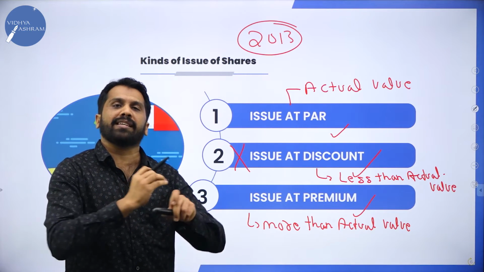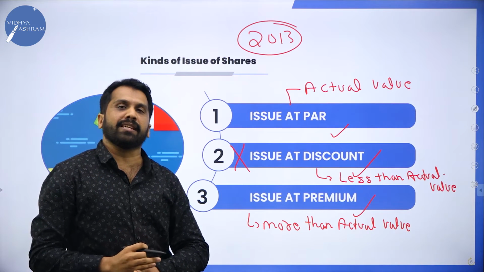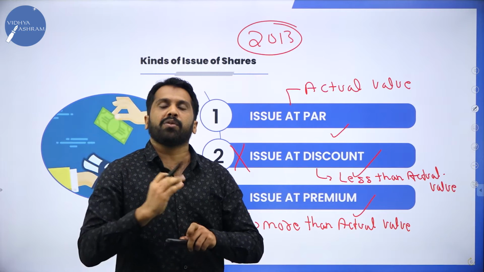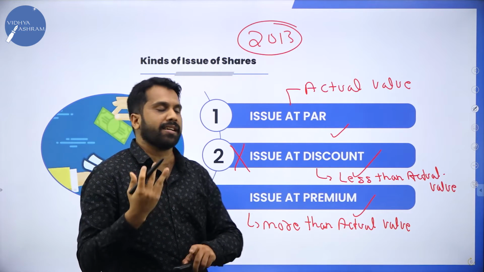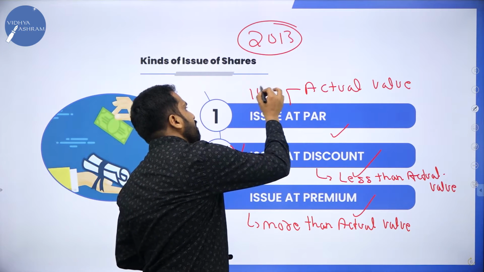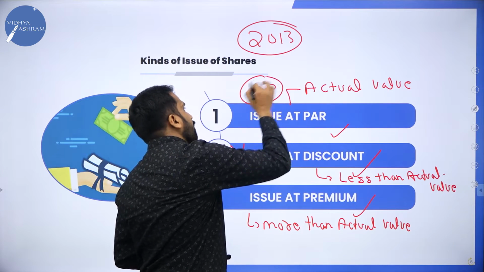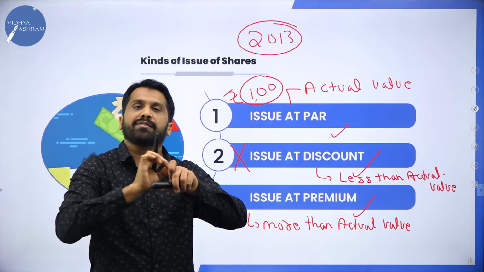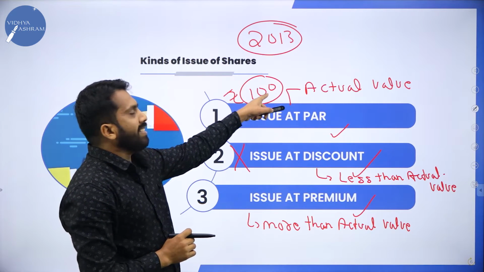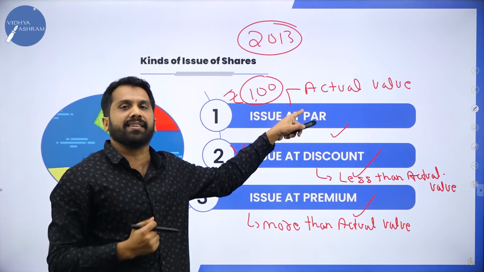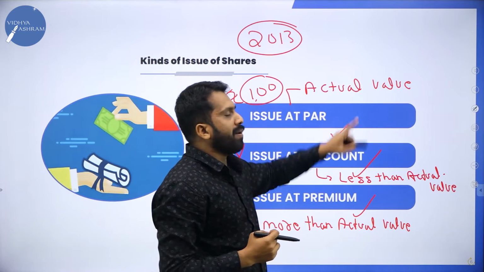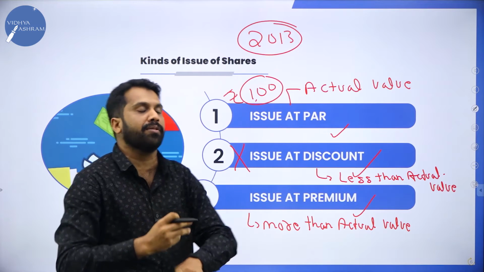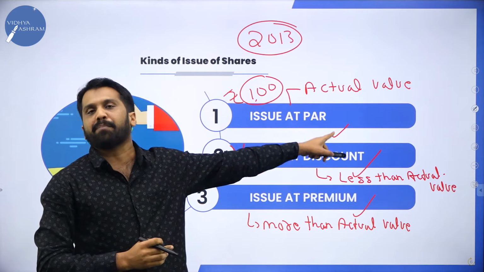I'll give you a simple example. If you go for any movie, what is the price of that movie ticket? It may be 100 rupees. How much is it? 100. On the ticket also it is mentioned that the price of the ticket is 100. That is called par. If the shares are issued at actual value, we call it par.